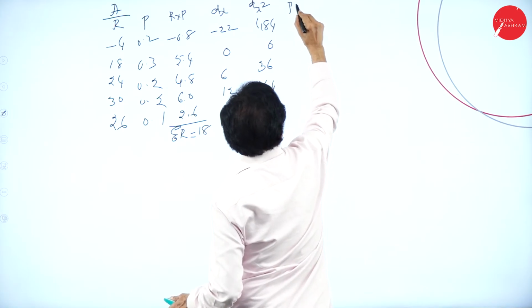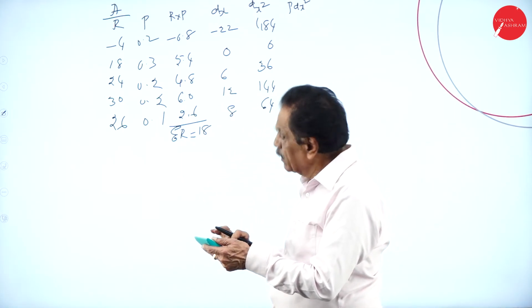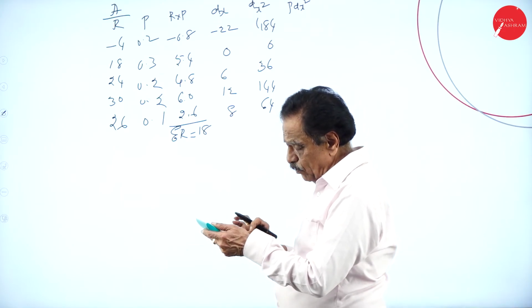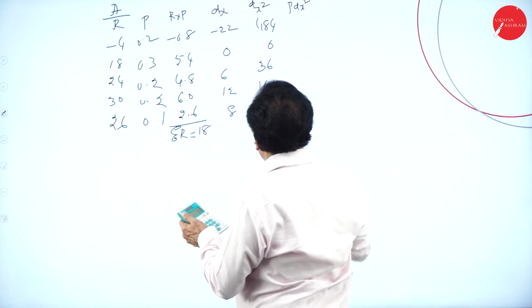P into dx square: so 484 into 0.2 is 96.8.